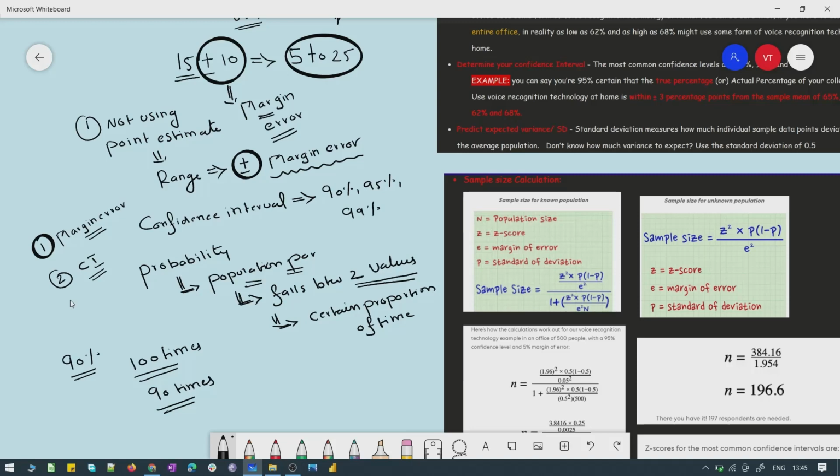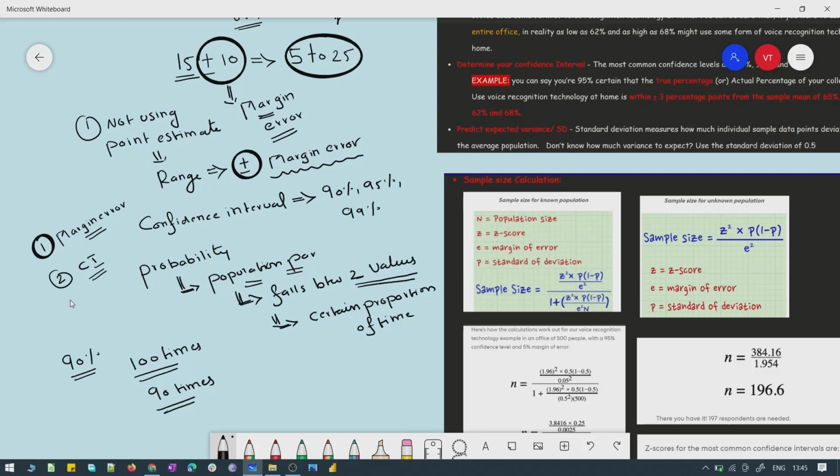A confidence interval of 90% means that out of 100 samples which I have taken, in 90% of the samples, no matter how many times I repeat, I will get the same value, and the value will lie between the two values which are set by the margin error for the population parameter. Okay, so this is what a confidence interval is all about.